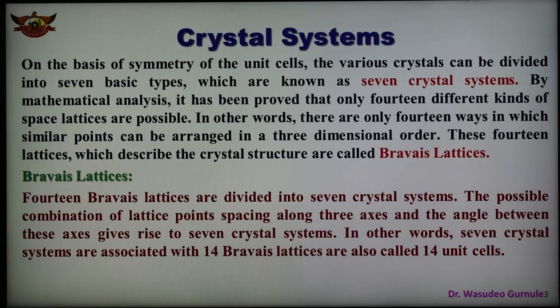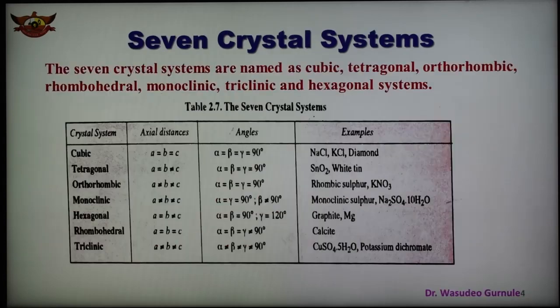So the 7 crystal systems are cubic, tetragonal, orthorhombic, rhombohedral, monoclinic, triclinic and the hexagonal systems. And already we have seen that the cubic system has 3 different types. There are 3 unit cells in case of cubic: simple, body centered and face centered. So in the next slide the table is shown.